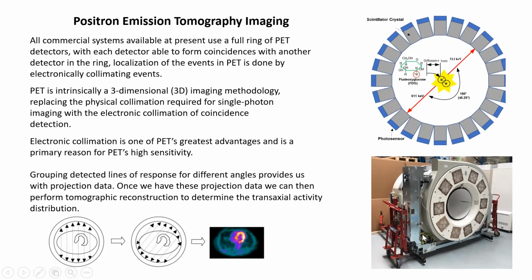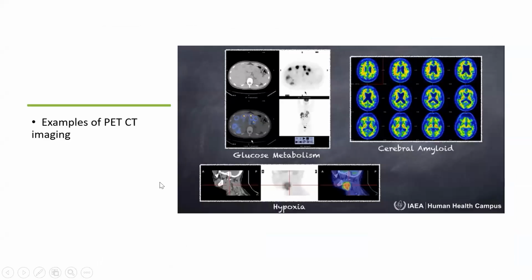This is the picture of a gantry of PET exposed. You can see the block of detectors. These are examples of PET-CT imaging, which is used in glucose metabolism, hypoxia, and cerebral amyloid.